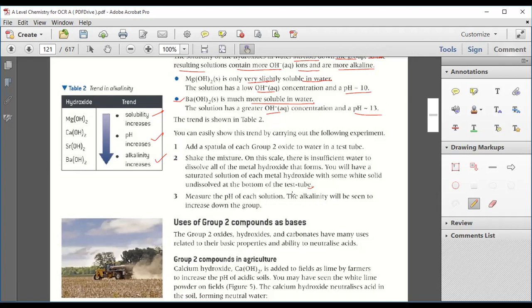The alkalinity will be seen to increase down the group. The basicity will increase. Clear?